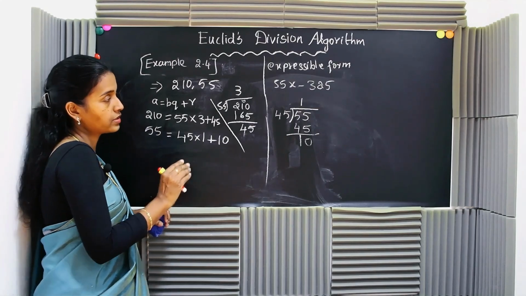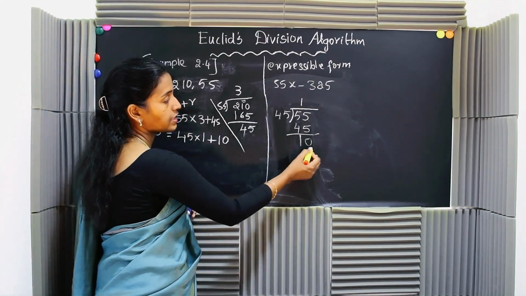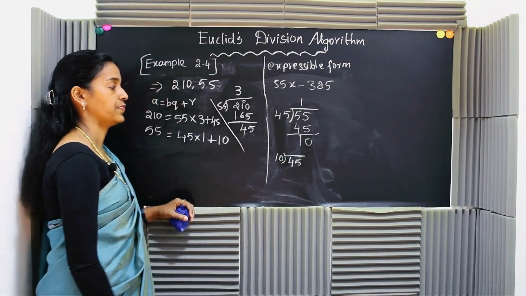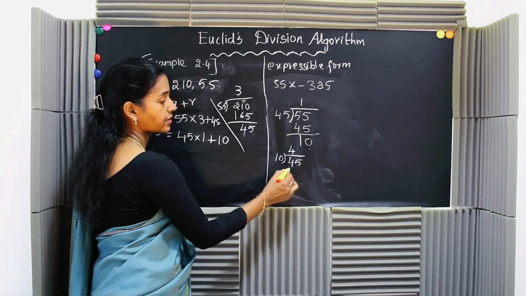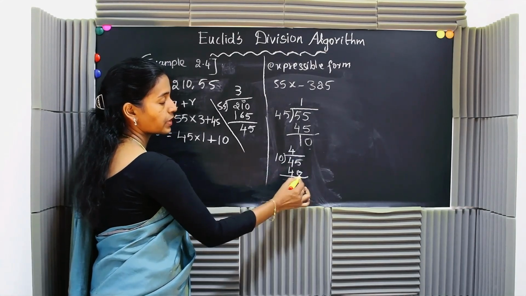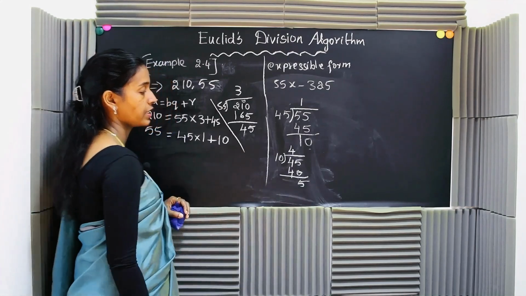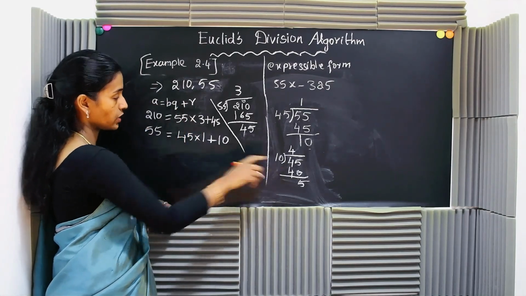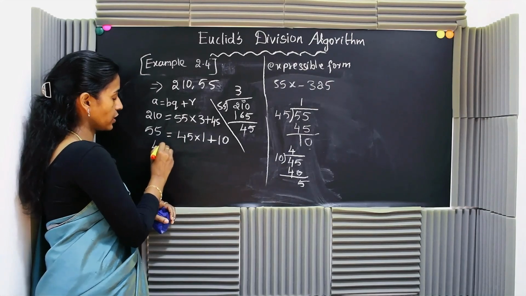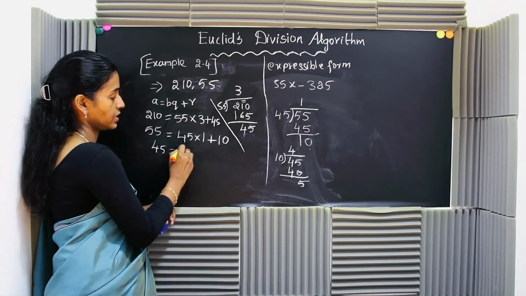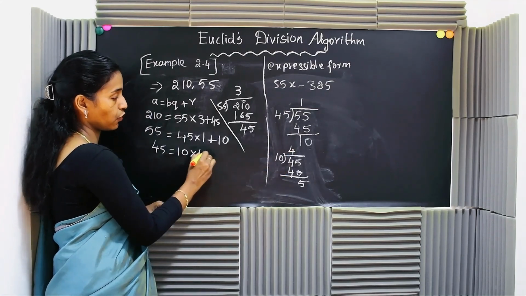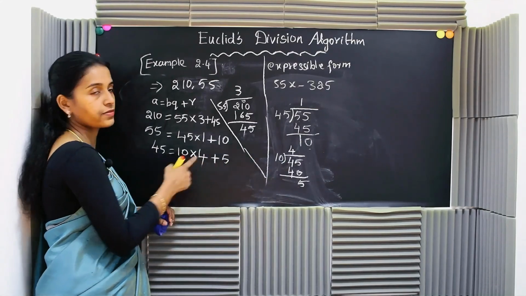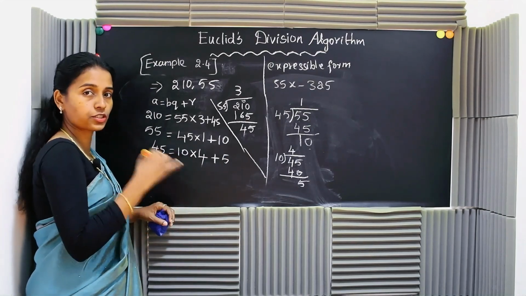In the next step, what would be the divisor and the dividend? Here this 10 will come out and this 45 will go inside. Four 10s are 40. 45 minus 40 is 5. Applying the values in the formula, a is 45, b is 10, 10 into q, which is 4, plus remainder 5. Here also the remainder 5 is not equal to 0, so we continue the process again.